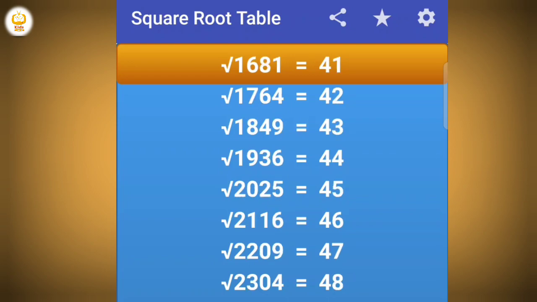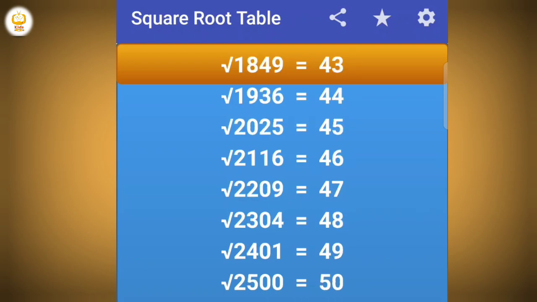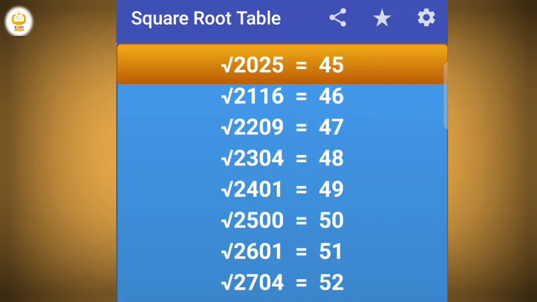Square root of 1681 za 41. Square root of 1764 za 42. Square root of 1849 za 43. Square root of 1936 za 44. Square root of 2025 za 45.